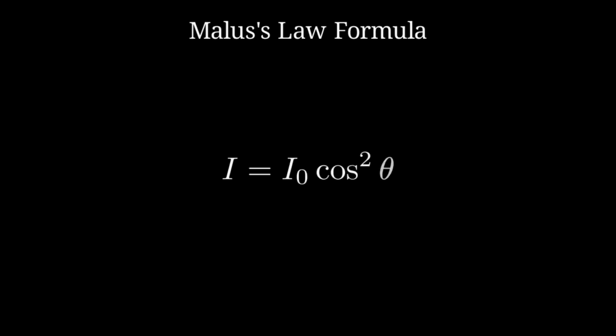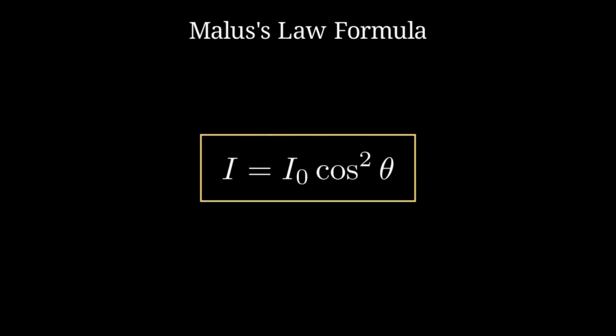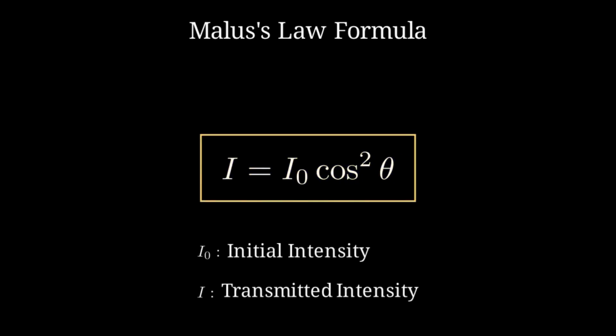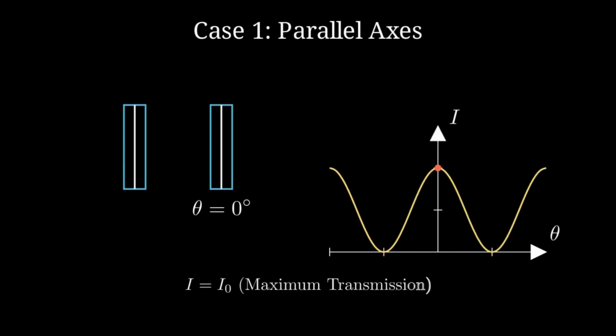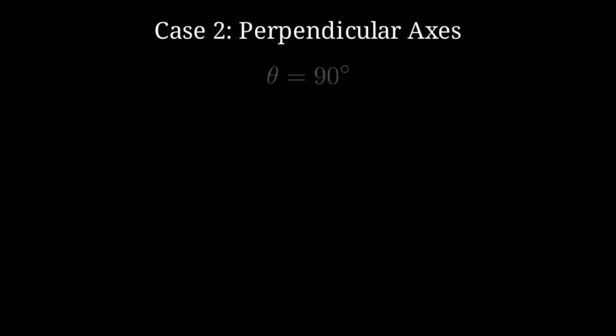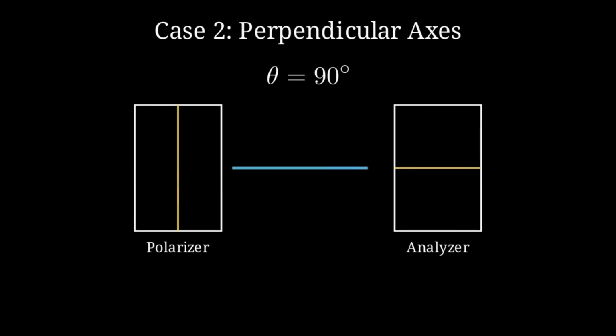The transmitted intensity, I, equals the initial intensity times the square of the cosine of the angle between the polarizer axes. When the axes are parallel, the angle is 0. Since the cosine of 0 is 1, all the light passes through, resulting in maximum intensity. When the filters are crossed at 90 degrees, the cosine is 0. This results in total extinction, where no light passes through the second filter.